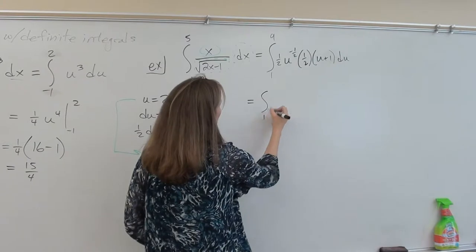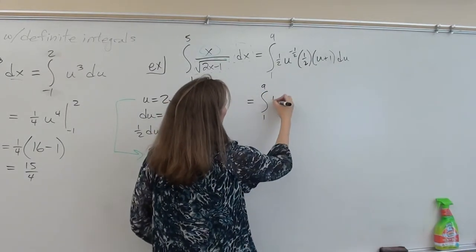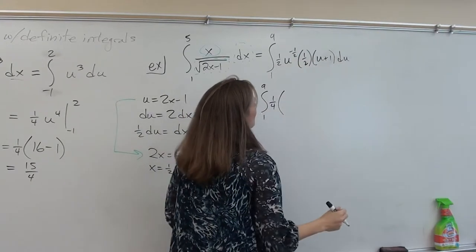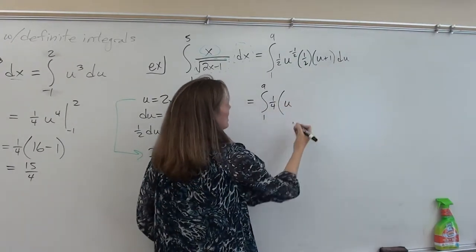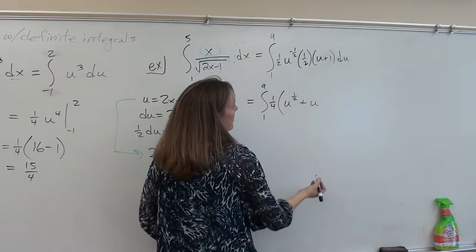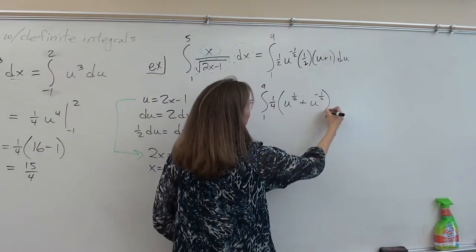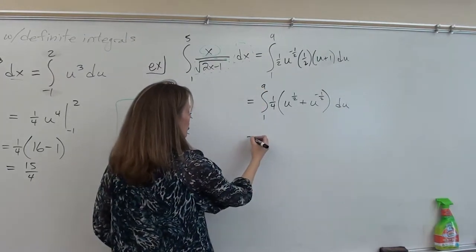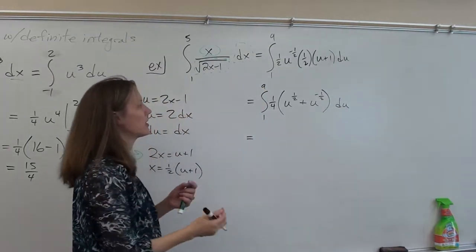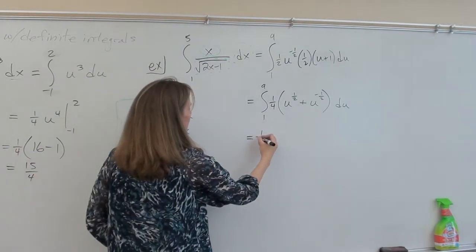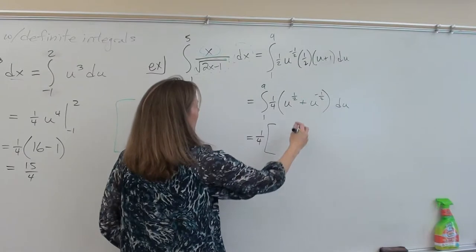Let's clean up the integrand. We have the integral from 1 to 9. I'm going to call this 1/4 times u to the negative 1/2 times u plus 1. So we get u to the 1/2 plus u to the negative 1/2. Make sure you multiply it out, right? No u's times u's, no products in your integrand. So we have 1/4, I'm just going to keep that out front.